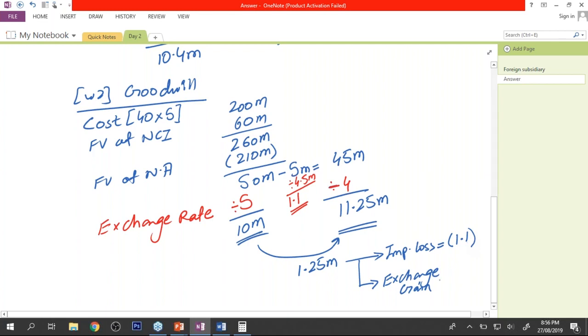And this means the exchange gain is 1.25 minus 1.1. It will be 1.25 minus 1.1, which is going to be 1.25 plus 1.1. So the exchange gain is going to be 2.35 in this case.